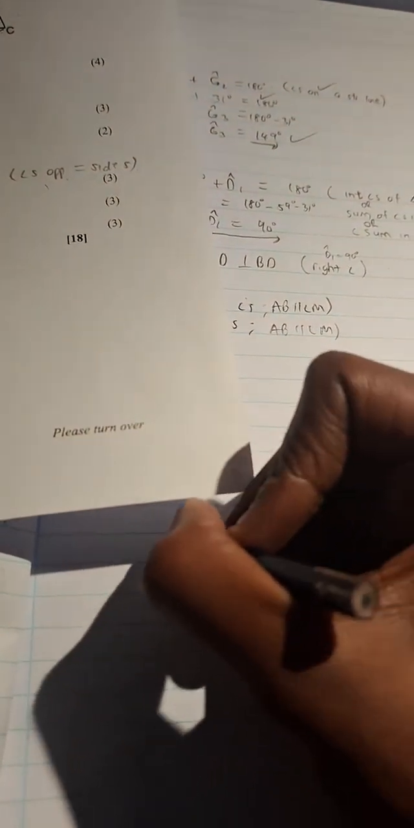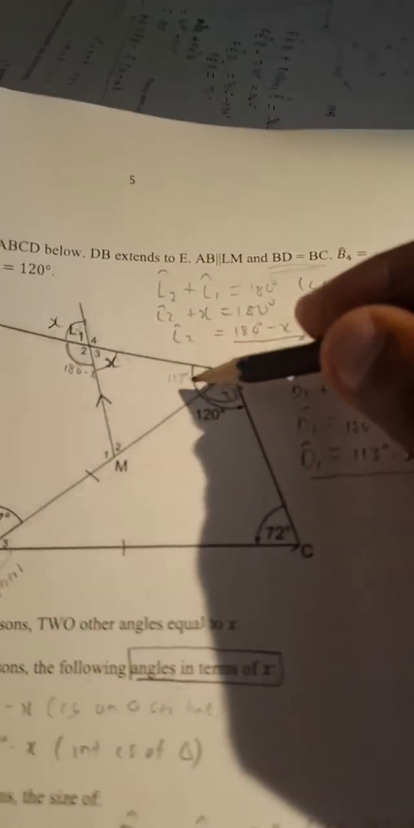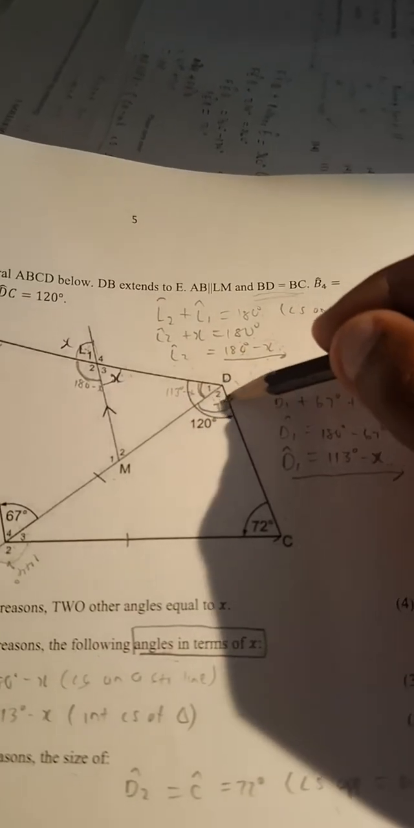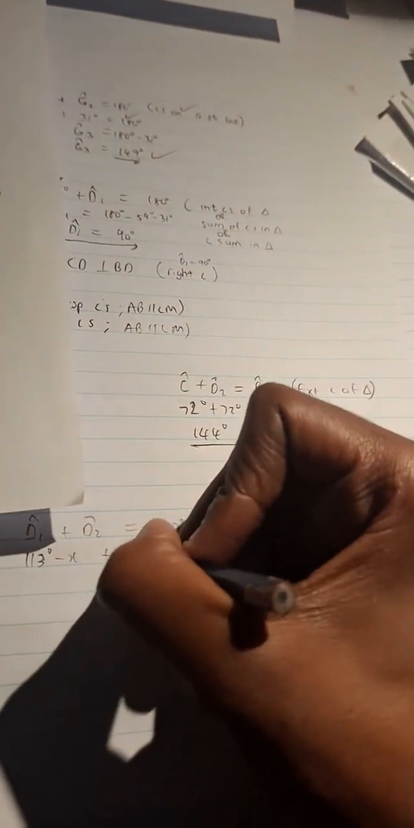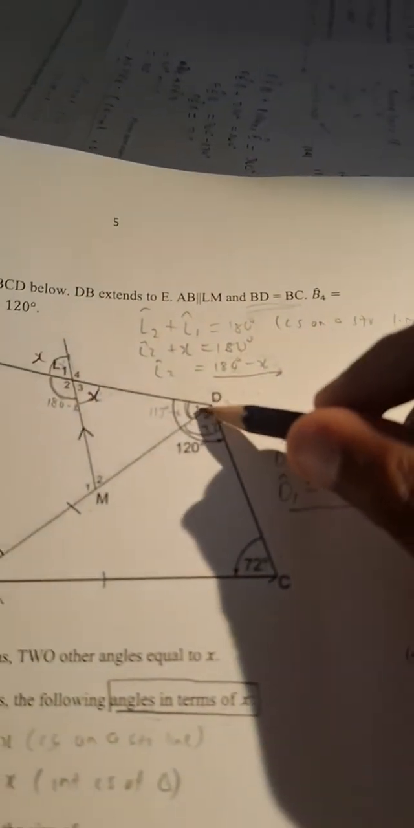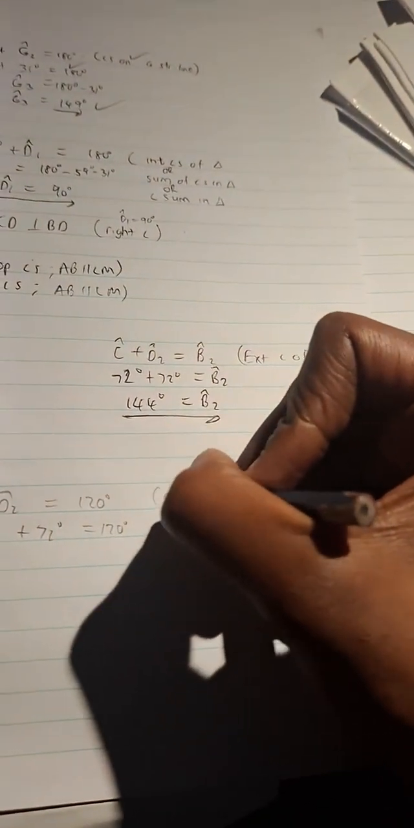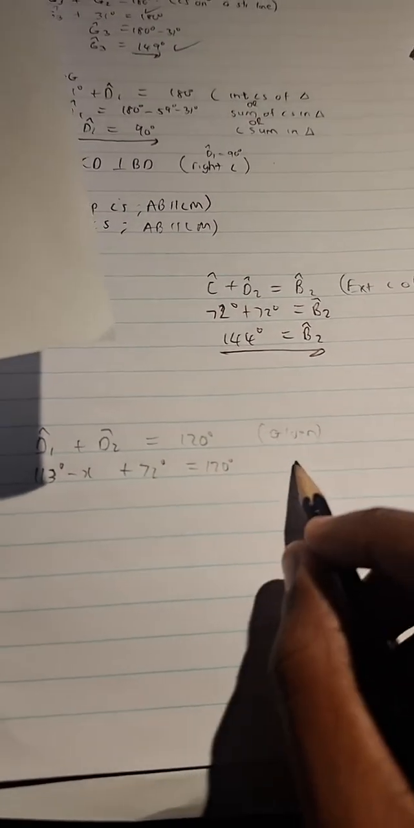So I'm going to show you that angle D1 plus angle D2 is equal to 120 degrees. This total is 120. D1 you got is 113 minus x. D2 you know is 72. So I'm going to say D1, 113 minus x, plus D2, which is 72, is equal to 120 degrees. There's no reason besides the fact that this is given to me, so I can just say that. Angle D1 plus D2 being 120 is given to me.